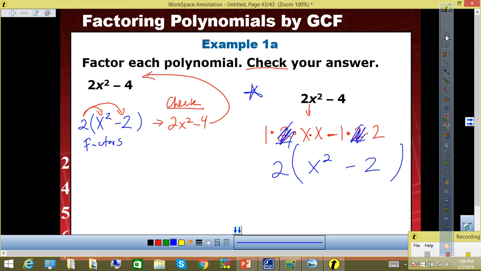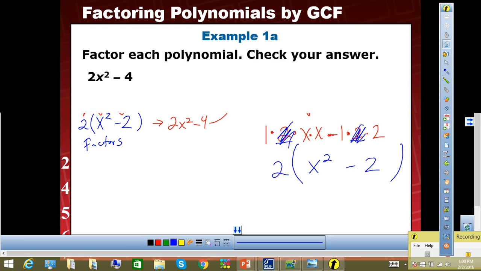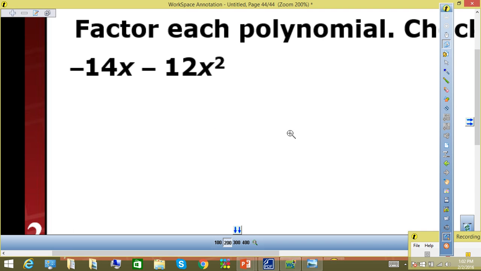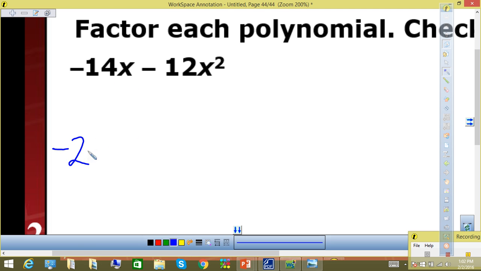Once again, for this next one, you don't copy the instructions, just copy the polynomial. Negative 14x minus 12x squared. Let's do this one together. All right, once again, what number divides negative 14 and negative 12, the biggest number you can think of? 2, but both of them have a negative, so therefore it's negative 2. Do both terms have an x? Yeah, so you write x, and let's see what we have left.